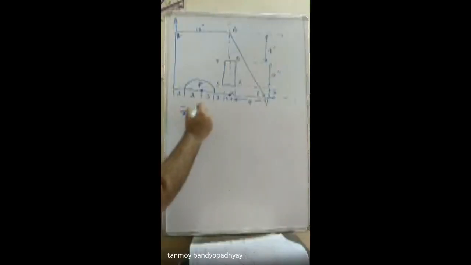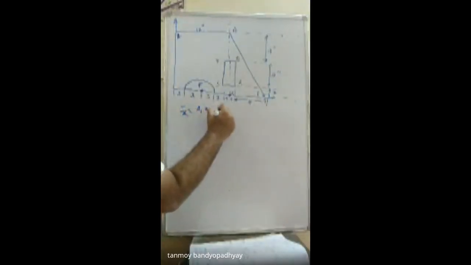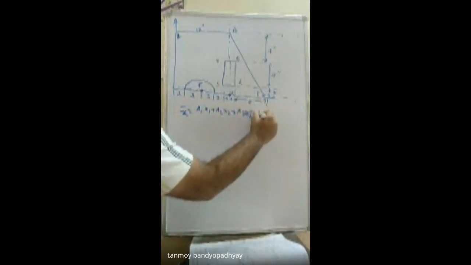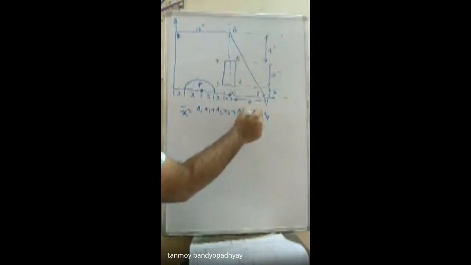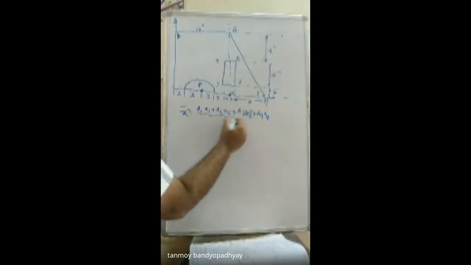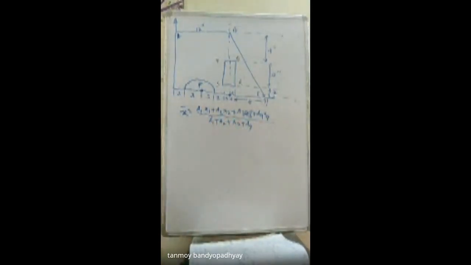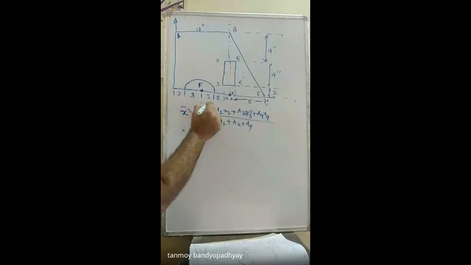So x bar will be equal to a1 x1 plus a2 x2 plus a3 x3 plus a4 x4. So I don't find it good that you write minus here. So always put the formula like this. The formula remains the same. It's actually addition. But if you find a negative area or a cutout area, just put it to be negative. So just calculate it, just put the values you have got. A1 you have got, x1 you have got. So just put the values and see what is the value of x bar you are getting.